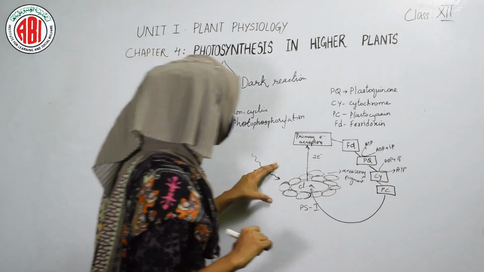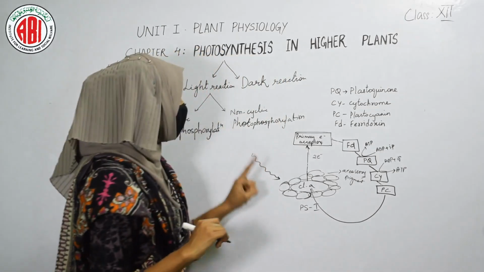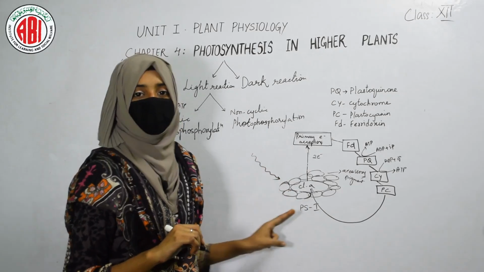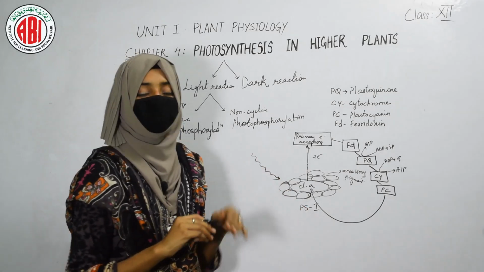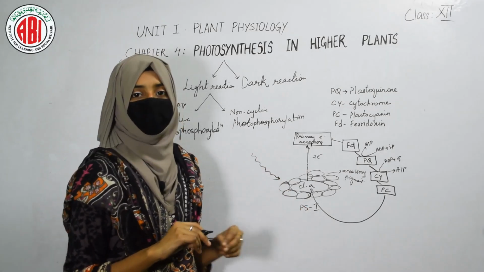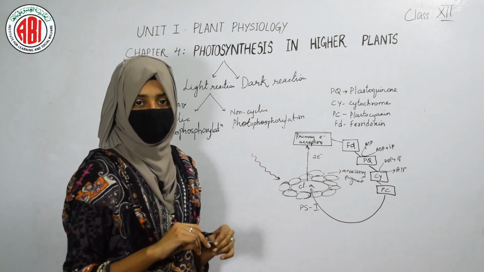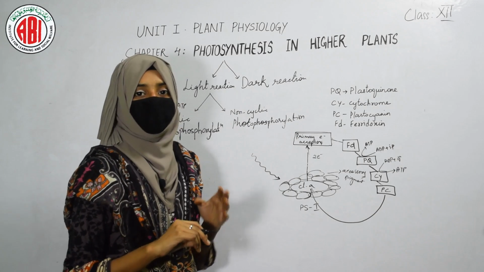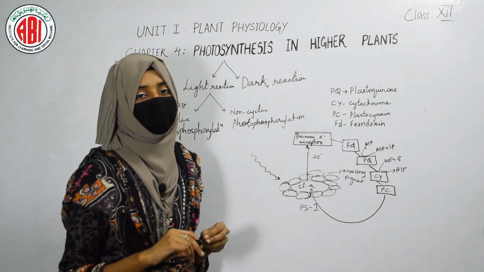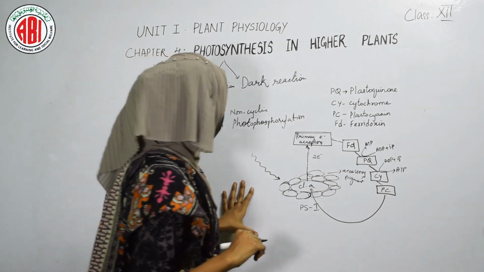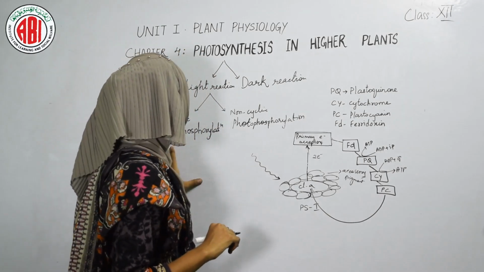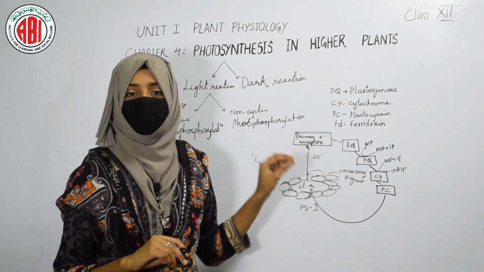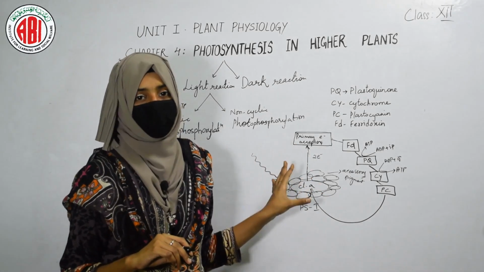And in the cyclic photophosphorylation, only one photosystem, that is photosystem 1, is involved, and this photosystem 1 is not associated with the reaction called splitting of water. It is not associated with the complex that helps in the photolysis of water. So this is about cyclic photophosphorylation, in which ATP can be synthesized and there is no reducing power generated here.